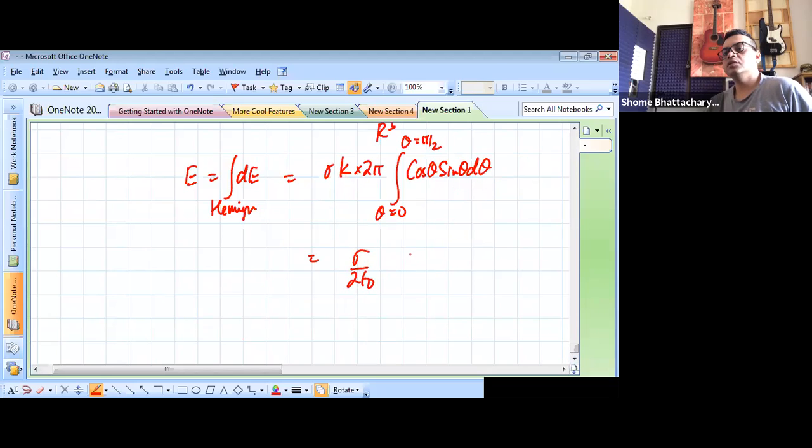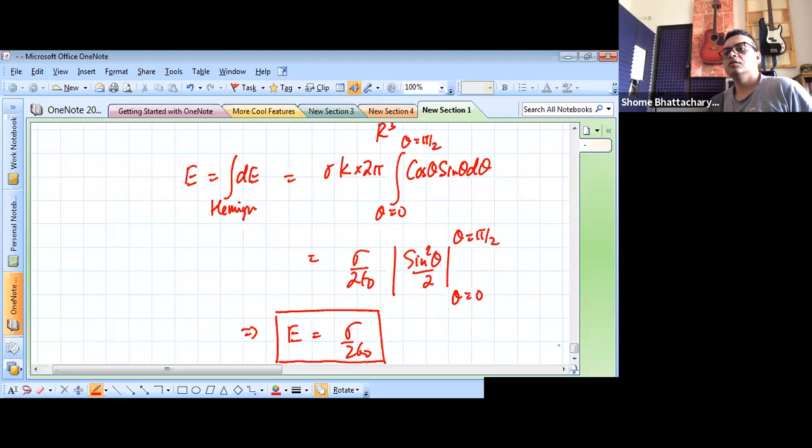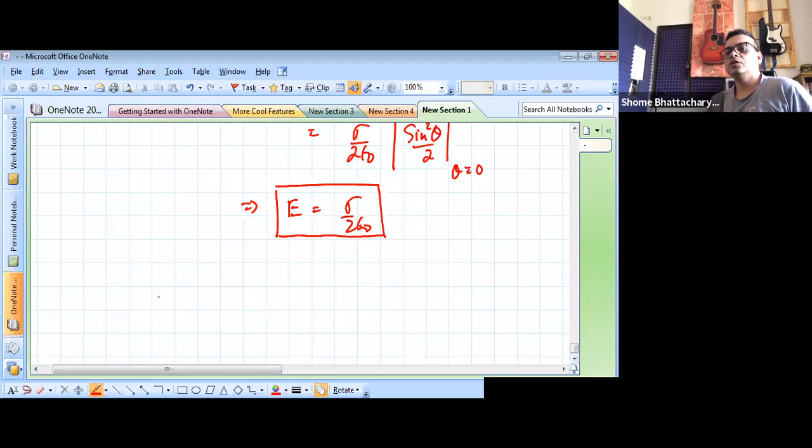Okay. And this will become sin square theta by 2 from theta equal to 0 to theta equal to pi by 2. So this will come out to be sigma by 2 epsilon naught. Okay. So interestingly, this is the same as the field due to an infinite sheet. So your time period, which was 2 pi under root I upon PE, will become substitute this.